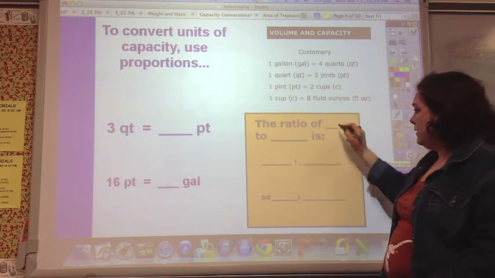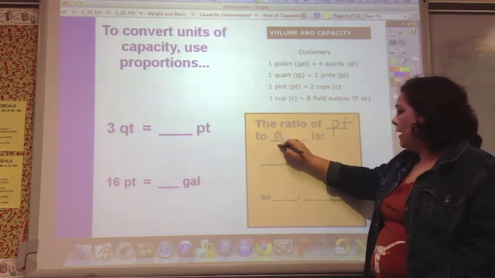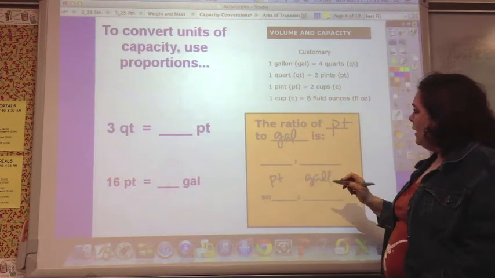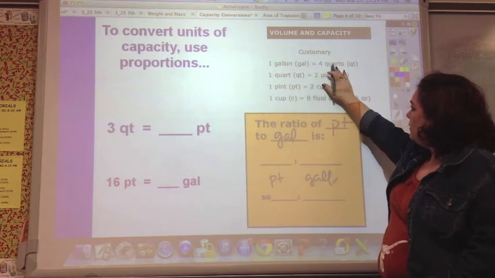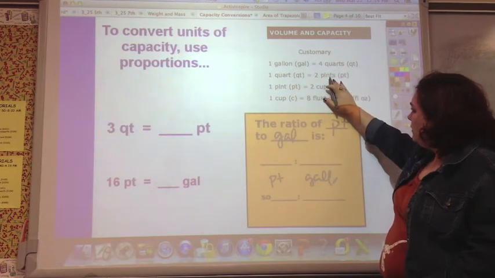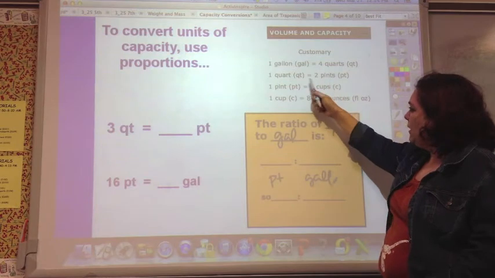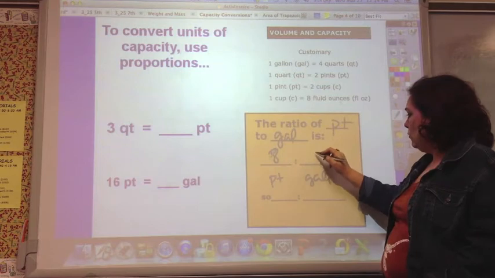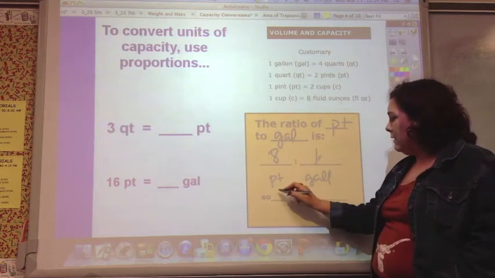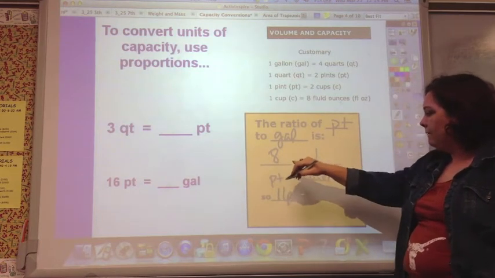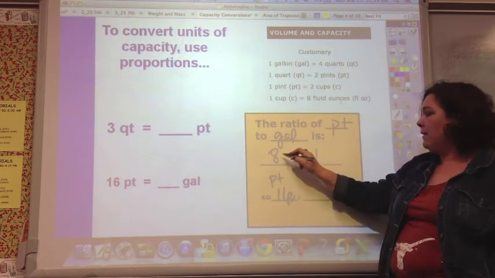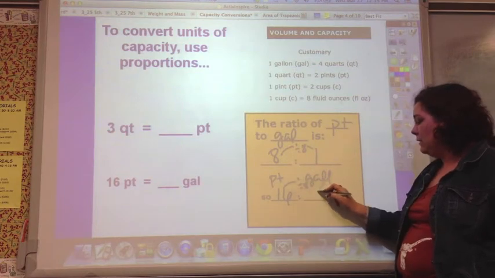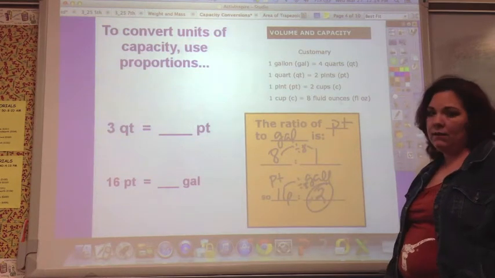Let's look at the next one. So I'm comparing pints to gallons, and let's see, how many pints in a gallon? So there's 2 pints in every quart, 4 quarts in every gallon, so there would be 8 pints to 1 gallon. And then I've got 16 pints. Well, how do I get from 8 to 1? I divide by 8. And so 16 divided by 8 is 2. So my answer would be 2 gallons.